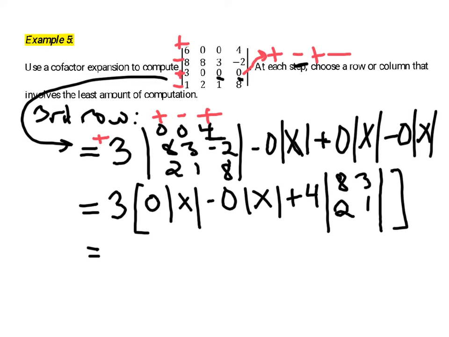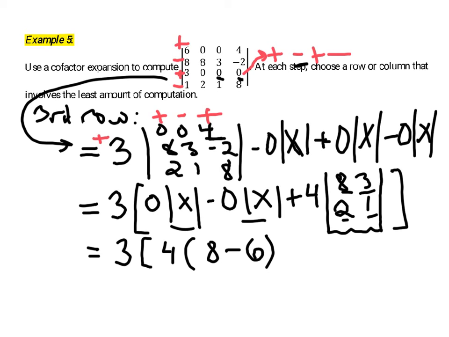So this determinant is equal to 3 times 0, 0, plus 4, so 3 times 4 times the determinant of this 2 by 2. Here we just do 8 times 1, so 8, minus 2 times 3, so 6. So this is 3 times 4, which is 12, times 2, so the determinant is 24.